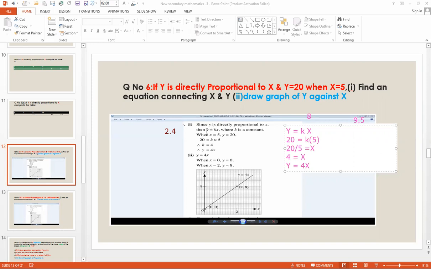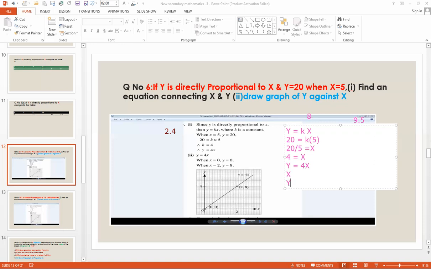The second part is very much important. They are saying draw the graph of y against x. For drawing a graph, it is very much necessary that first you have to draw a table. Here you have to insert a table. Okay, and you have to write the value for y and x. First you have to write the value of x, and then you have to write the value for y.